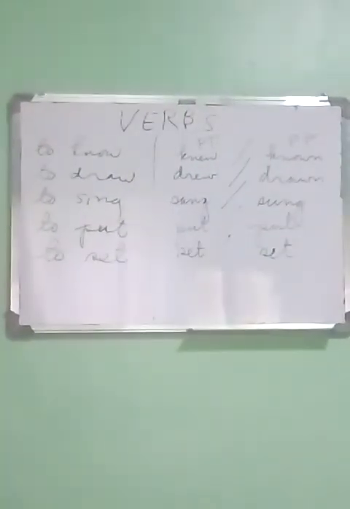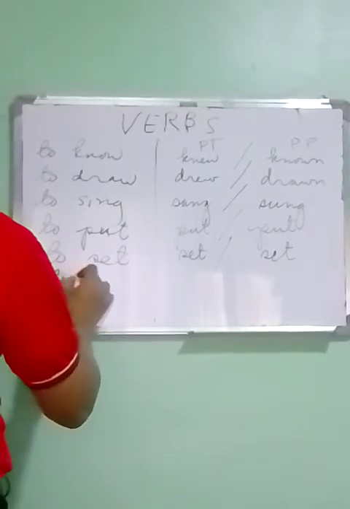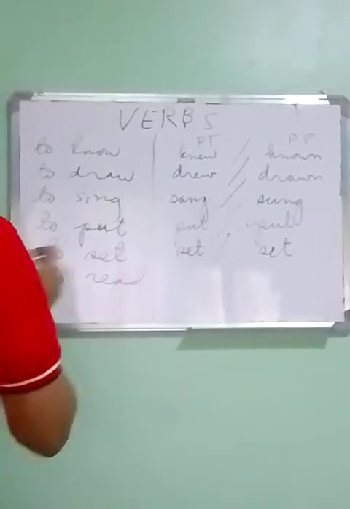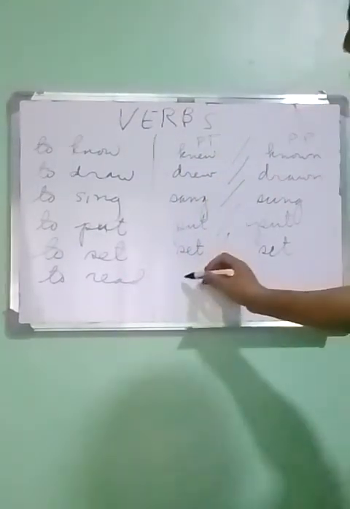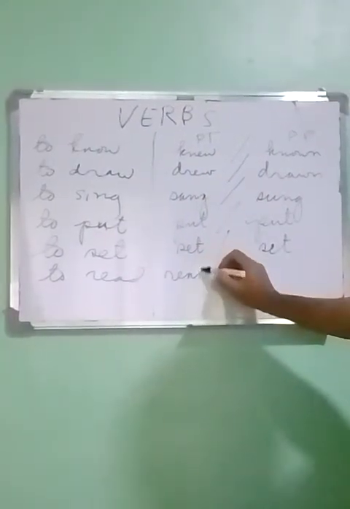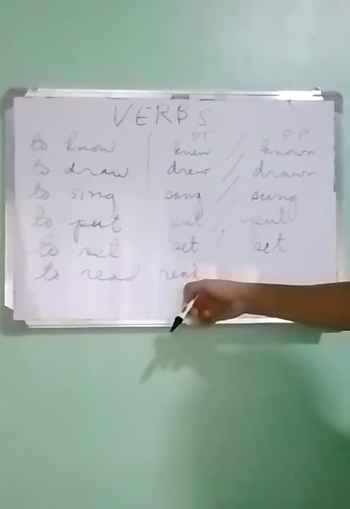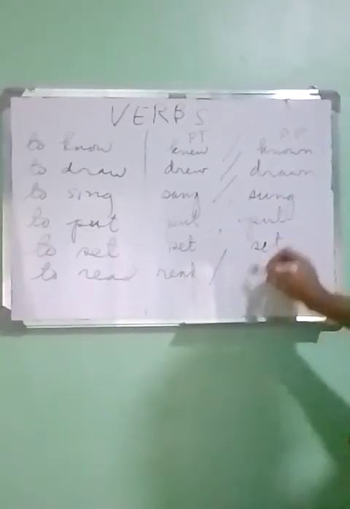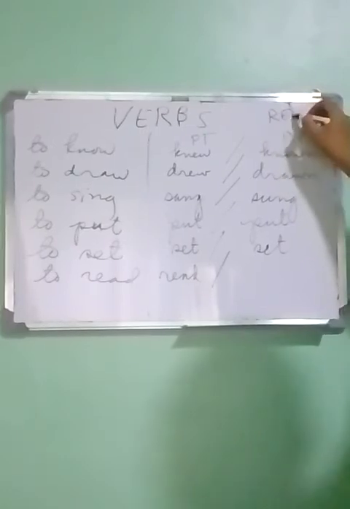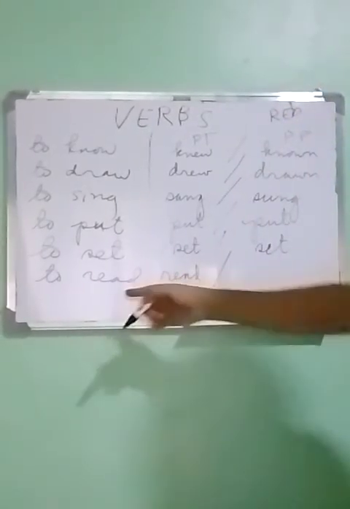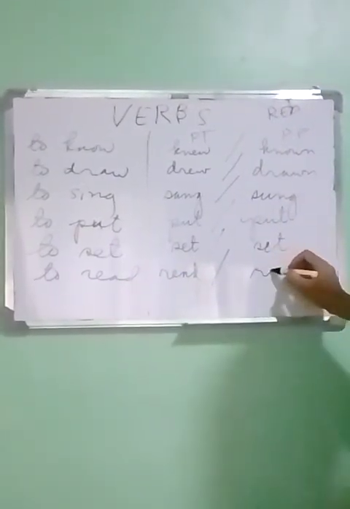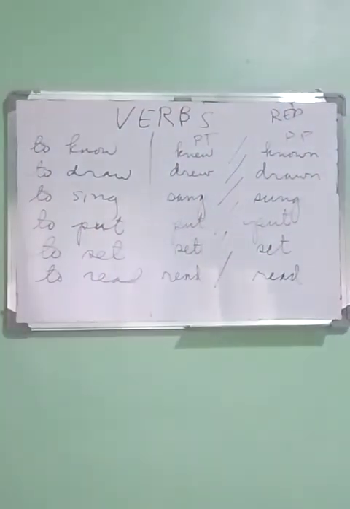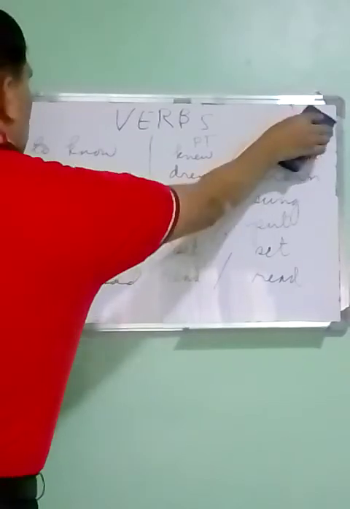Okay? Clear? How about to read? To read, past tense, well, read. The pronunciation is not read, but read. Just like the color red. No? But the spelling is still this. Past participle would also be read. No? Does not change at all.